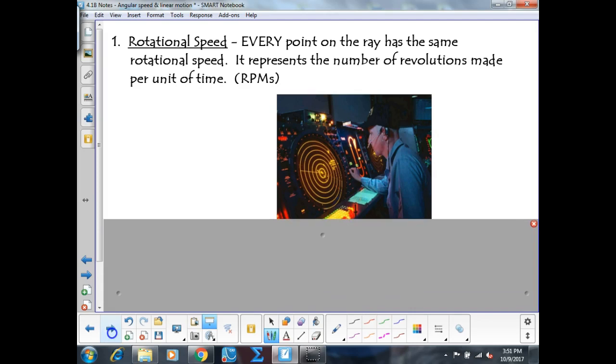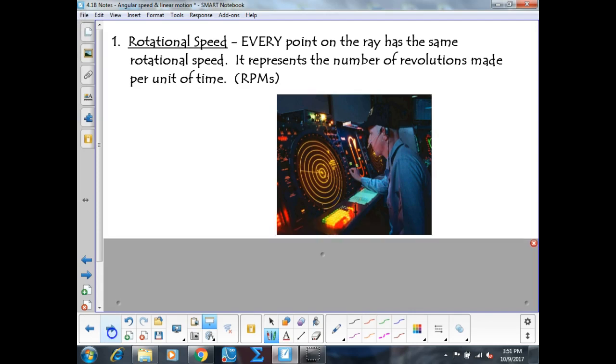We're going to start by highlighting, and it would be important to take some notes today, that there's really three different kinds of speeds, and we're going to talk about how they're related as well. The first one we will talk about is rotational speed. And rotational speed is a real simple concept.